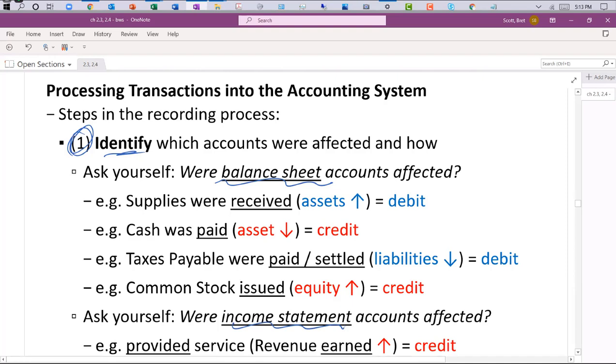One way to see this is, let's assume that in the transaction, supplies were received. Supplies tend to be a future economic benefit, a resource. They are assets. And if we receive them, then assets overall go up. It means, therefore, we need to debit that account. This is an important process because it gives you a chance to start to apply the rules.